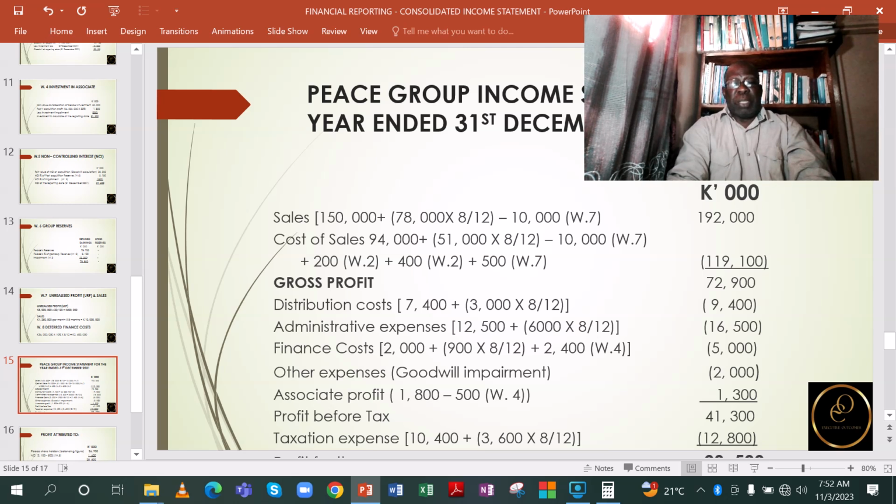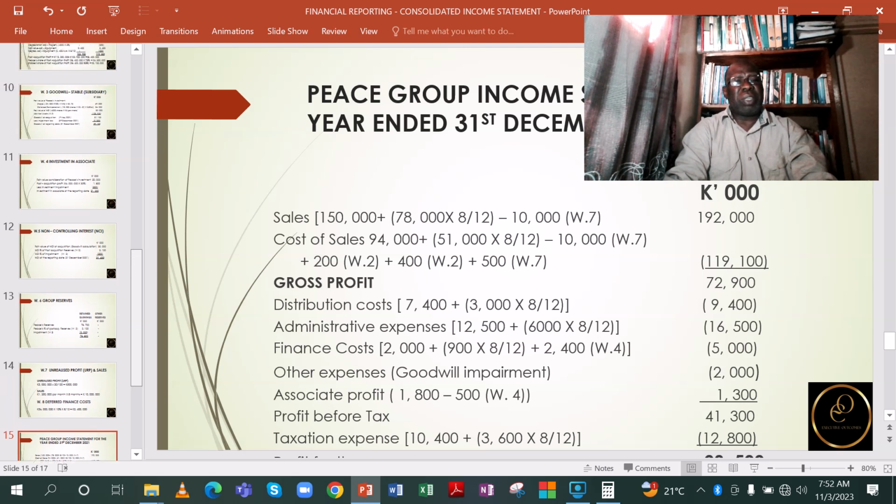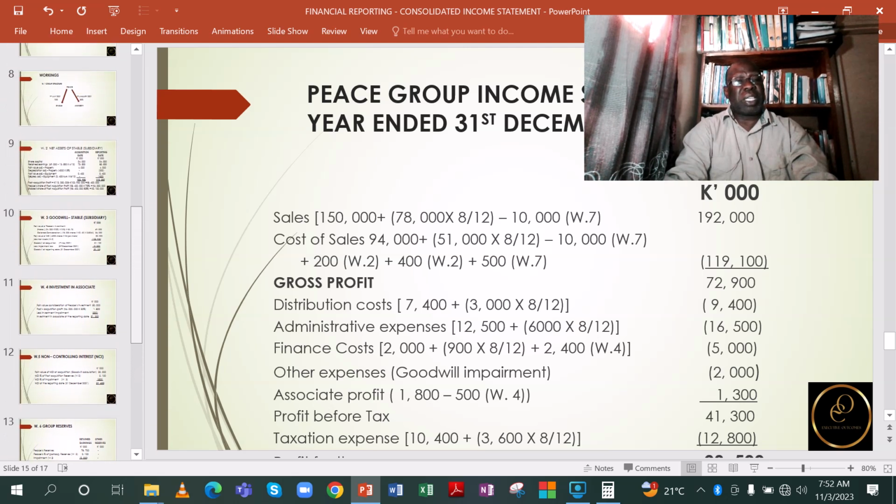The other expenses, talk about goodwill impairment, the loss, so we bring it here, the 2 million, which were given in the note. Once we have done that, we look at the associate profit. So what is the associate profit? We worked out this one under working four.